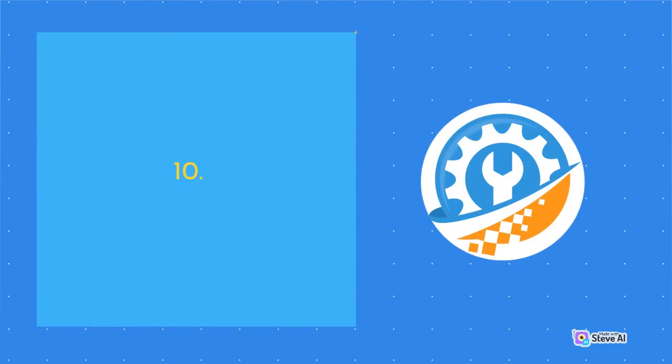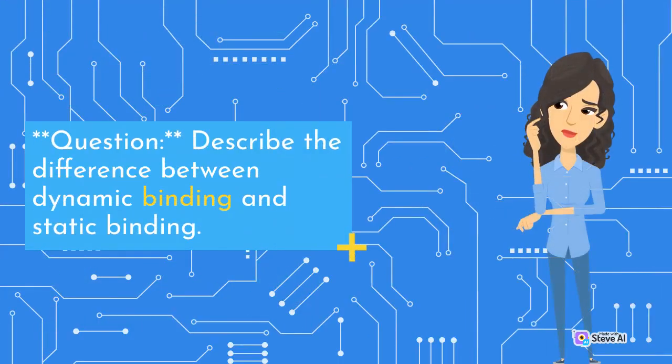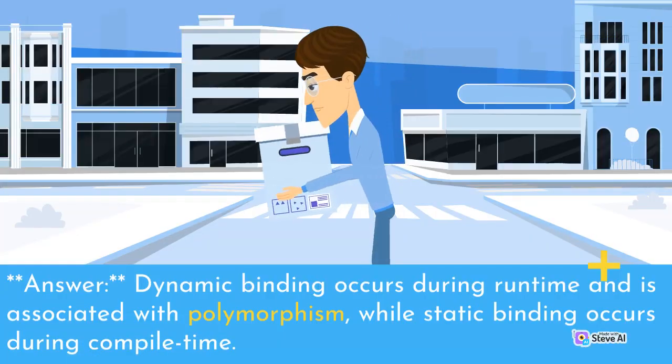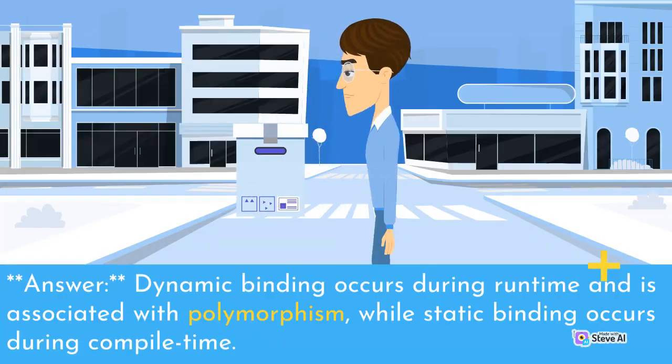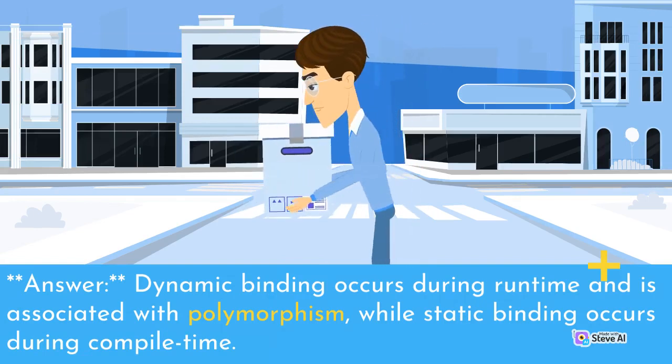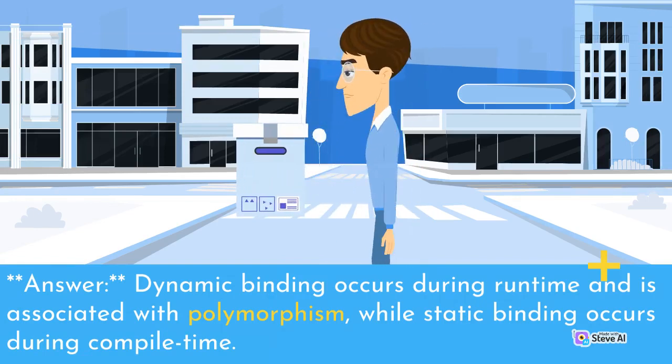10. Question: Describe the difference between dynamic binding and static binding. Answer: Dynamic binding occurs during runtime and is associated with polymorphism, while static binding occurs during compile time.